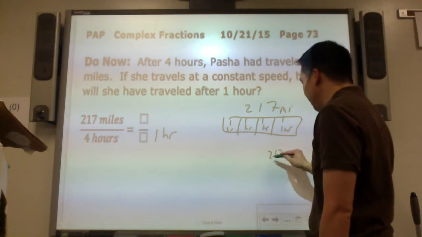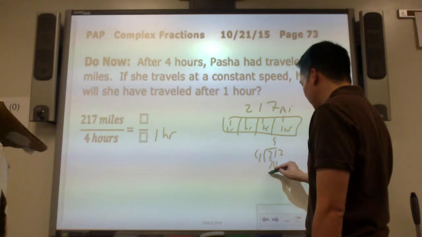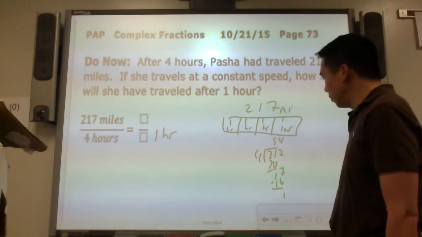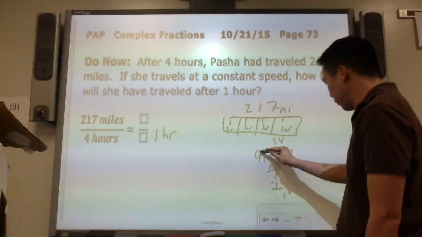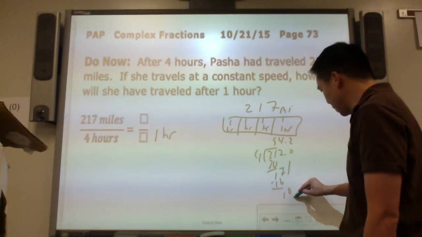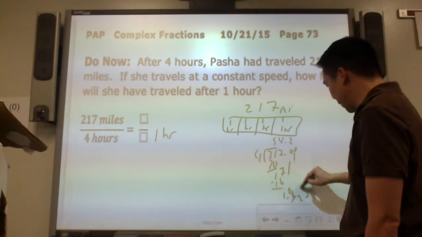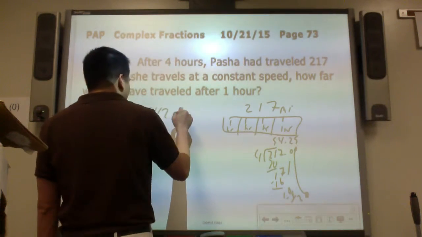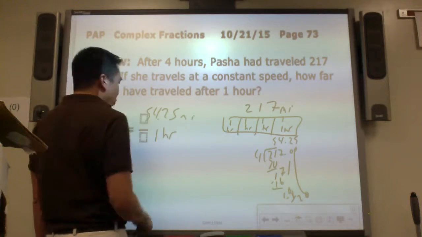So I divide. Got a remainder. Got rid of remainder, add another 0. So it's 54 and 25 hundredths miles for every 1 hour.